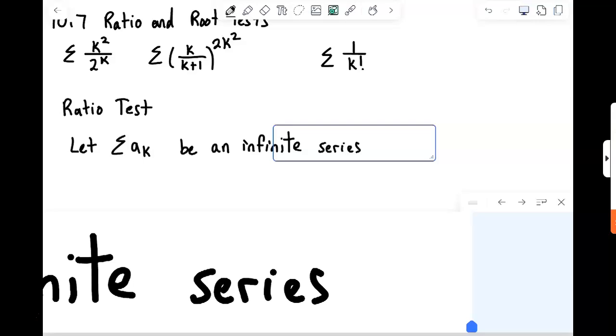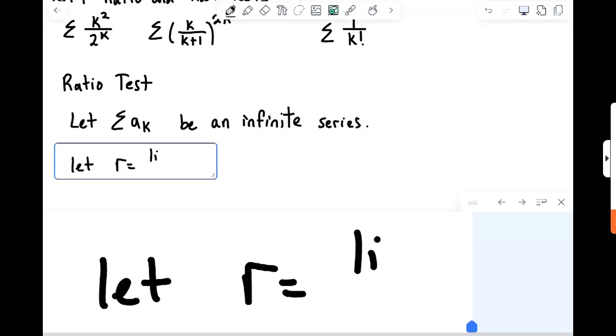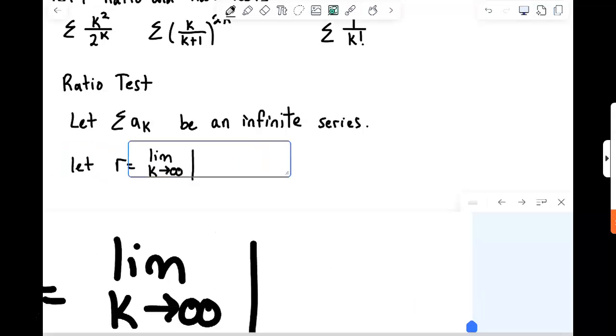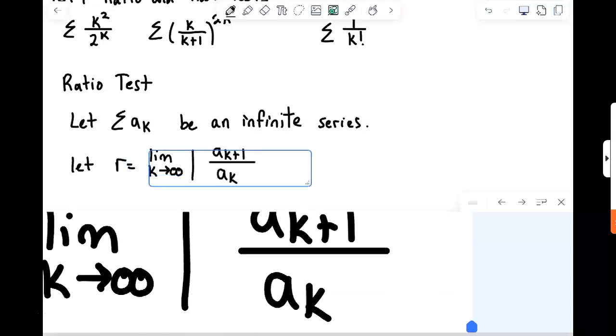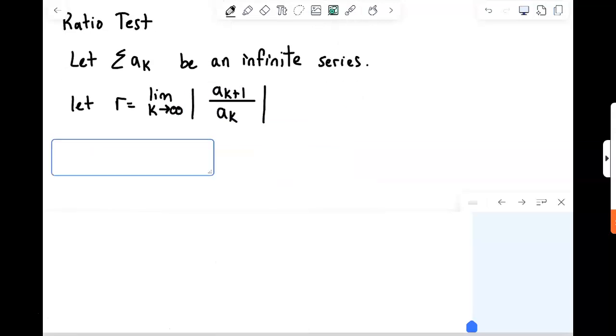We then say let r equal the limit as k goes to infinity of the absolute value of a_(k+1) over a_k. It's called the ratio test because we're actually looking at the ratio of the terms. Okay? So, here's the result.